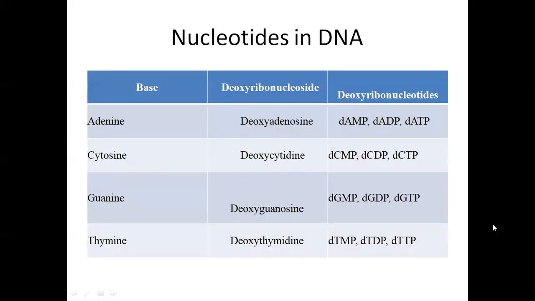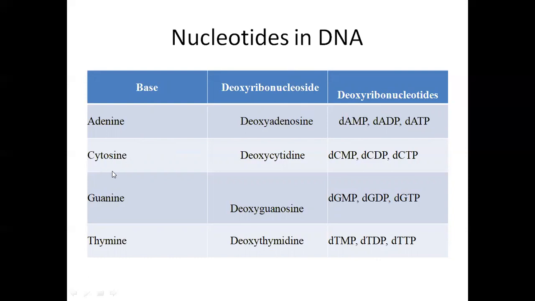Just see the nucleotides in DNA, how we can give the names. For example, the base is adenine. That means you should know that the base is adenine and the sugar is deoxyribose sugar. Then what are we calling that particular nucleoside? That is a deoxyribonucleoside. If the base is adenine, that will become deoxyadenosine. If it is a nucleotide, deoxyadenosine monophosphate. If it is one phosphate, dAMP, dADP, dATP, like that.